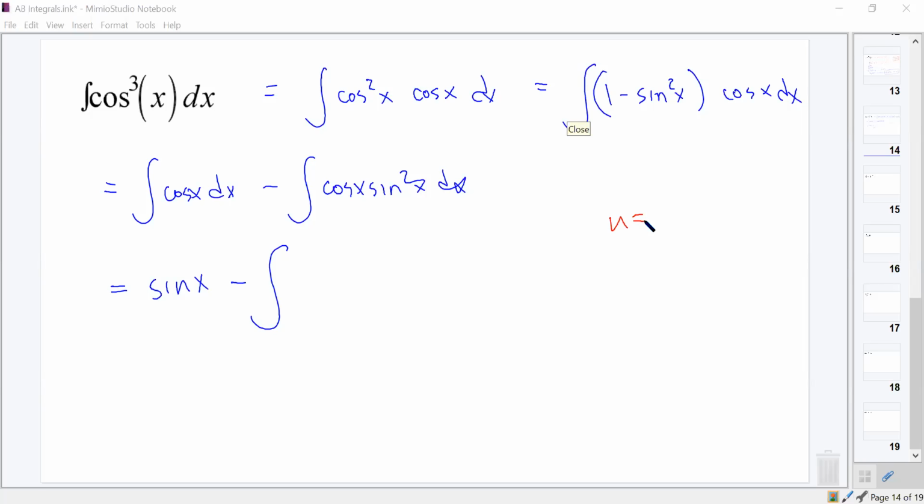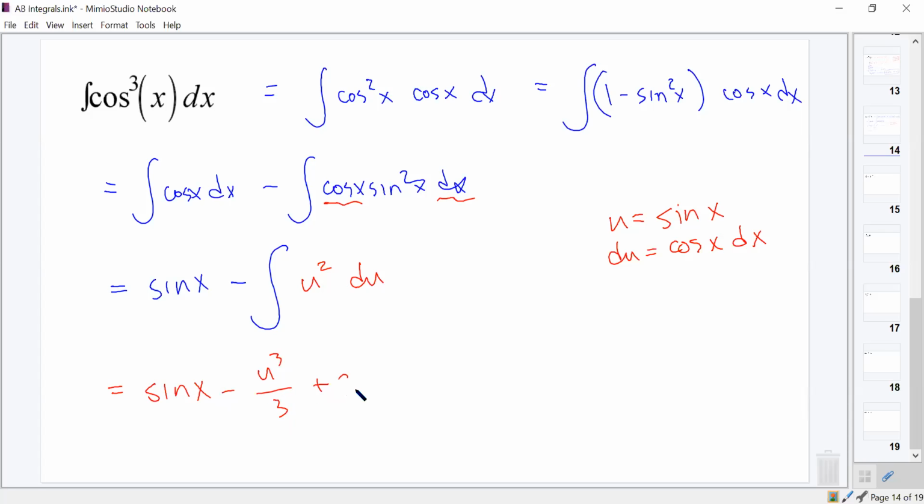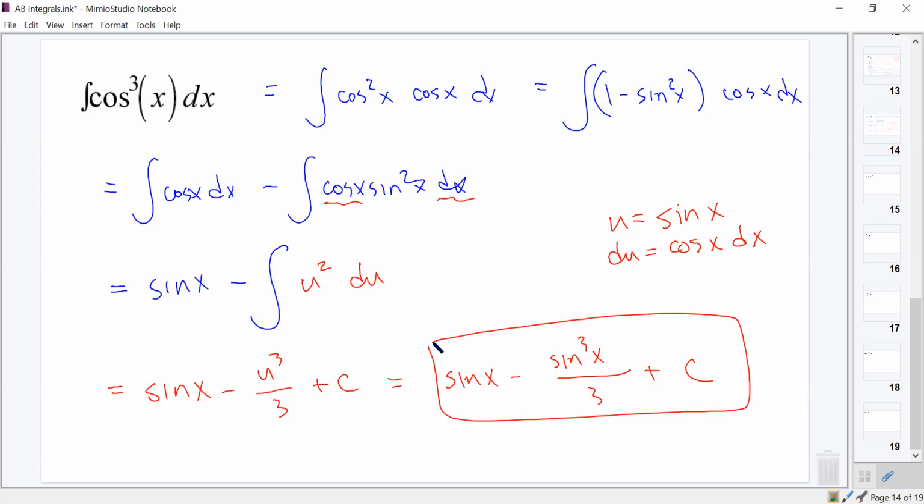All right, Alicia, you got it. We're just gonna substitute u is equal to sine x, because what's du? Cosine x dx if we do that. There's my cosine x dx, and my sine squared just becomes u squared du. And u squared is easy enough to integrate, right? That's just u cubed over 3 plus our constant, or sine x minus sine cubed x over 3 plus a constant. Anybody have any issues with that?